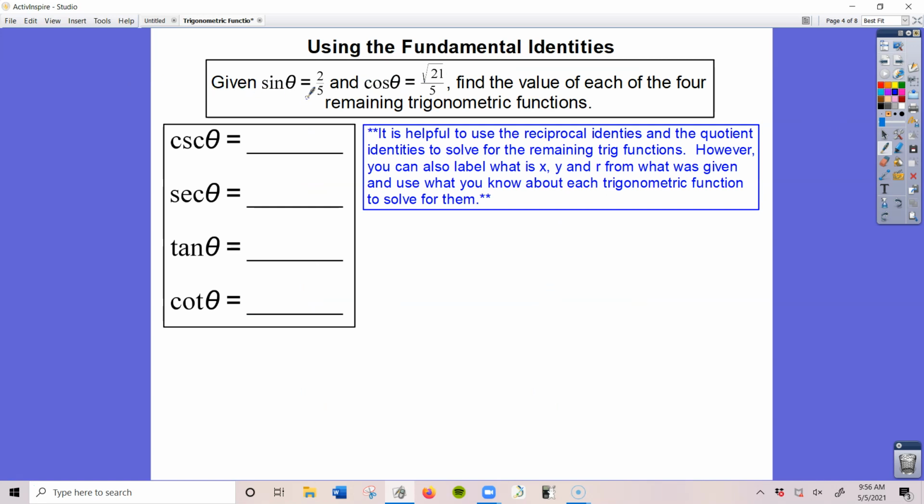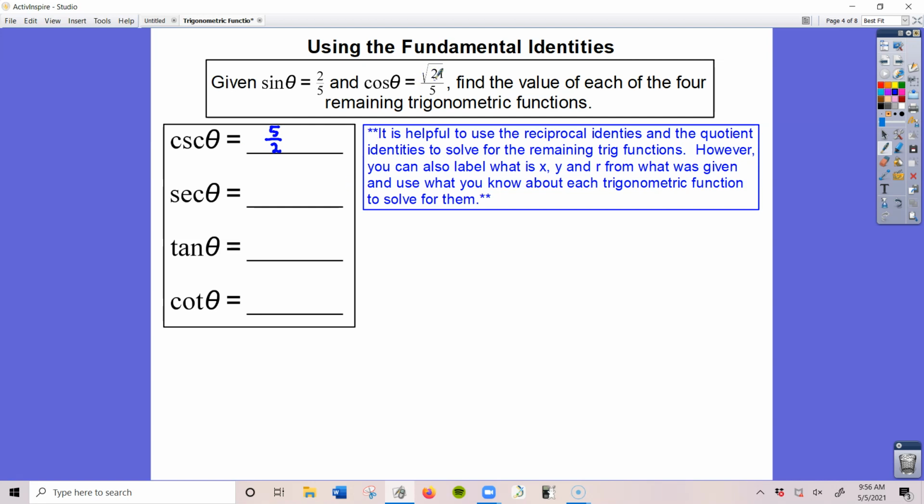We are given here that sine of theta is equal to 2 over 5, and cosine of theta is equal to the square root of 21 over 5. Find the value of each of the 4 trigonometric functions. So first of all, if sine is 2 over 5, that means that its reciprocal, cosecant, would be 5 over 2.